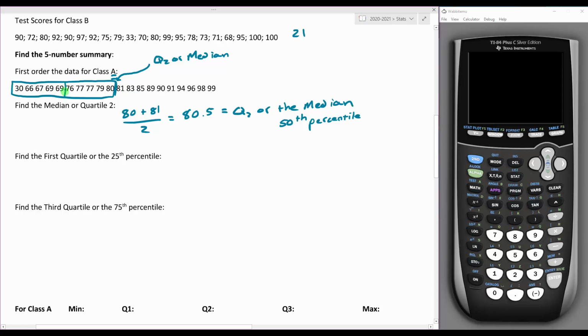So the first quartile is going to exist in between 69 and 76. So I've got to find the average between those two pieces of data. I'm going to take 69 plus 76 and divide it by 2. This will find that midpoint between the two numbers. And if I do that calculation correctly, I should get a 72.5. And we would call this quartile 1, or the 25th percentile.